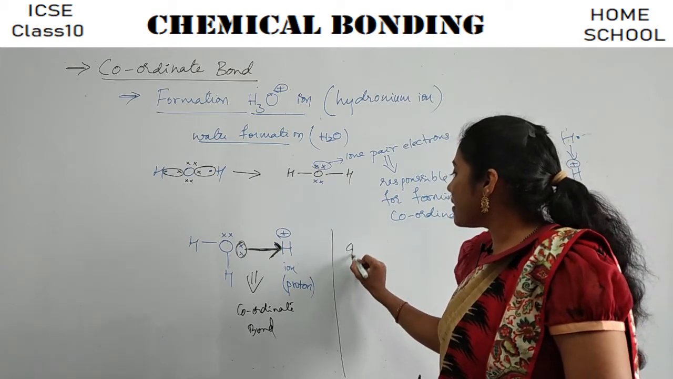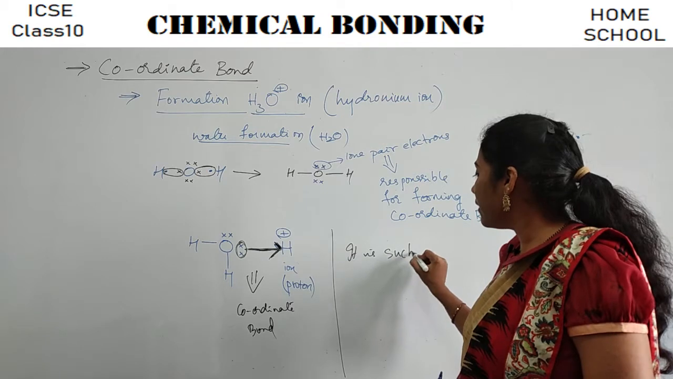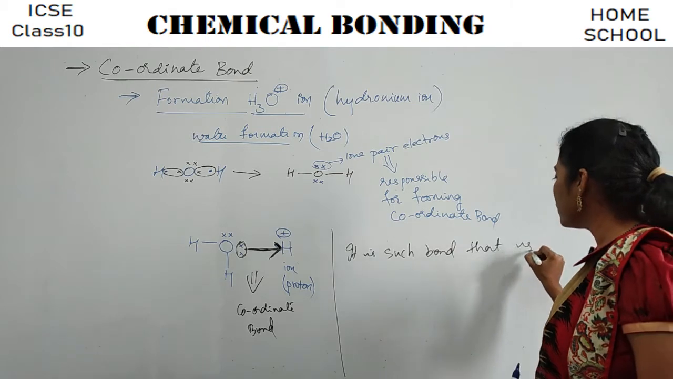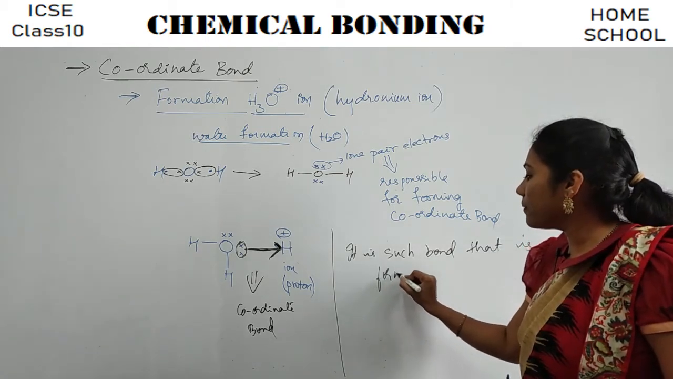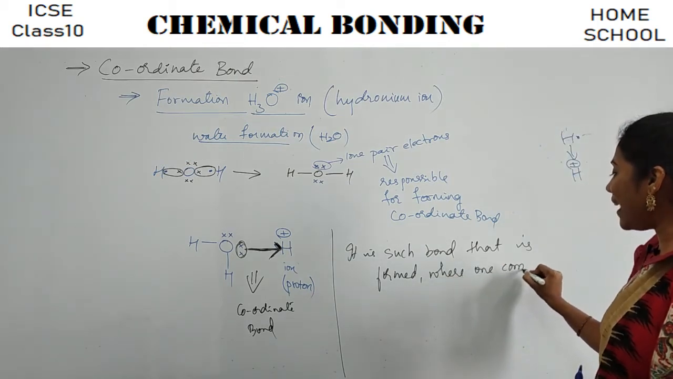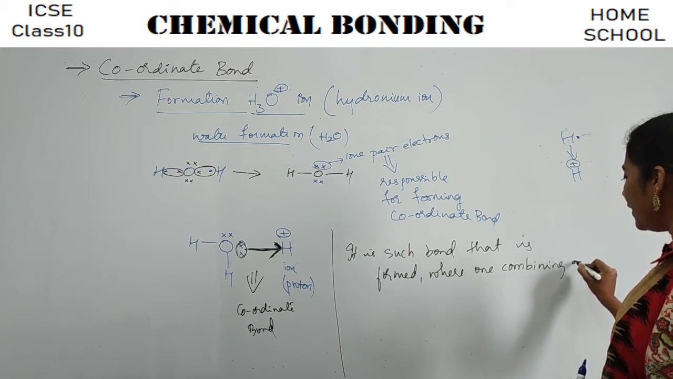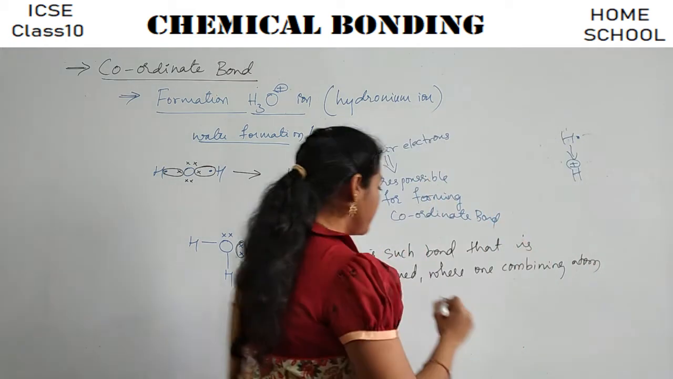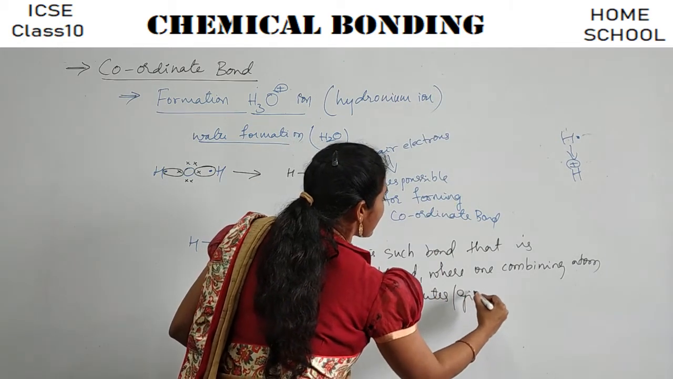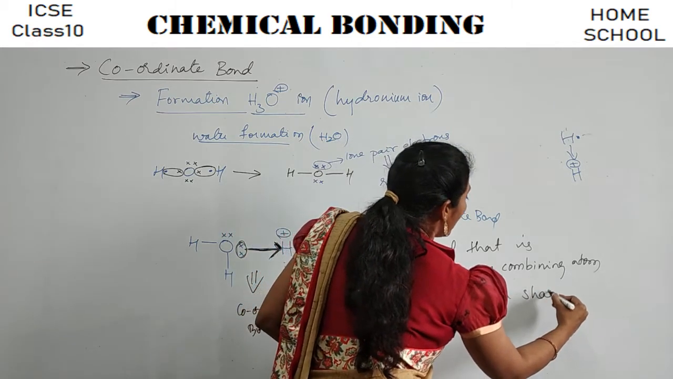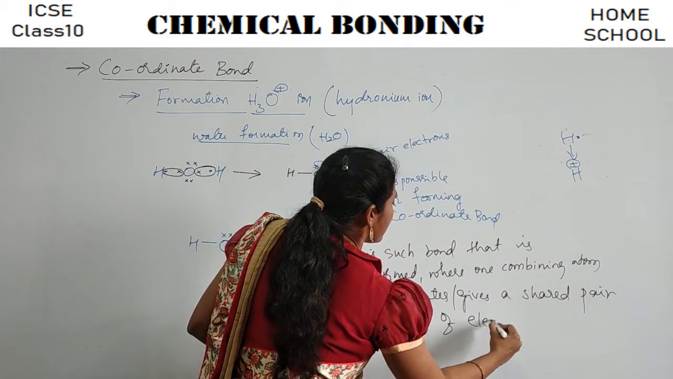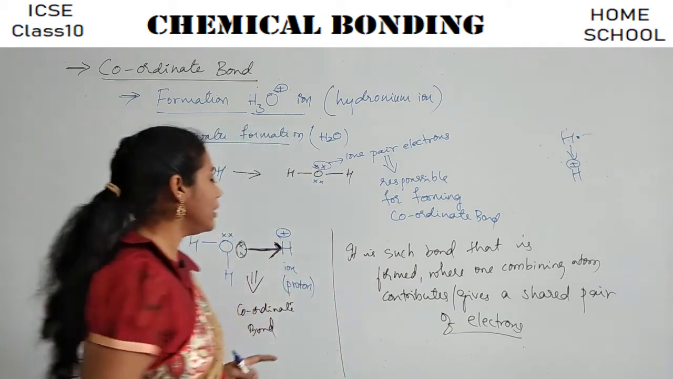It is such a bond that is formed where one combining atom contributes or gives a shared pair of electrons, is called a coordinate bond.